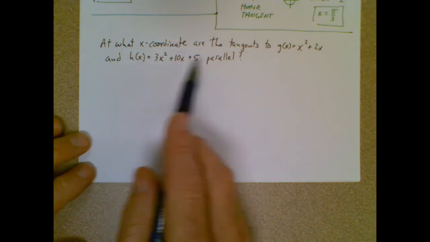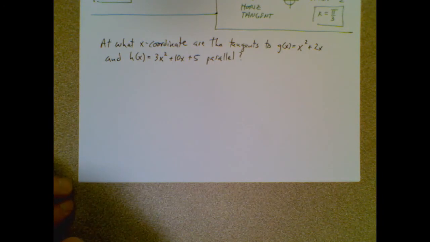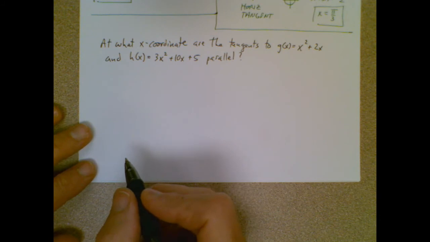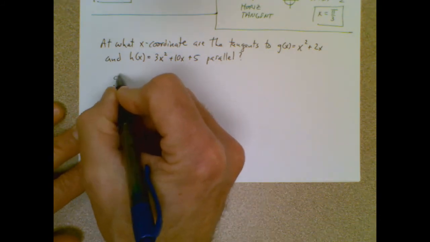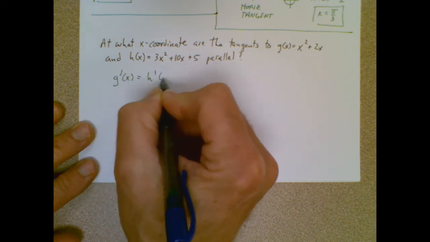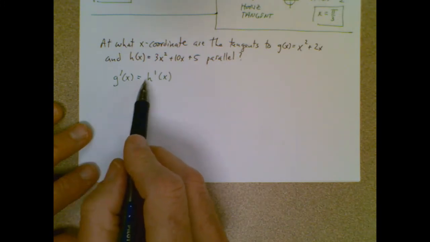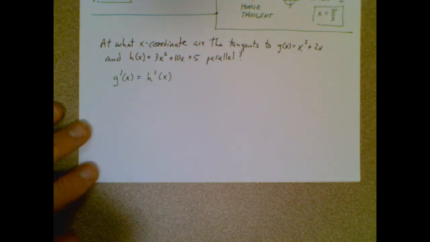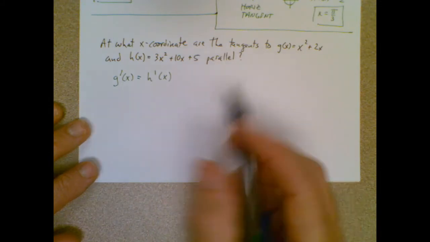Well, if we're going to have the tangent lines to these 2 graphs being parallel, that means they both have the same slope, which means they both have the same derivative. So the big picture that I would like to do is say, hey, when does g prime of x equal h prime of x? When is the slope of g equal to the slope of h? Well, I'm going to do my derivative with power rule. That's 2x plus 2.